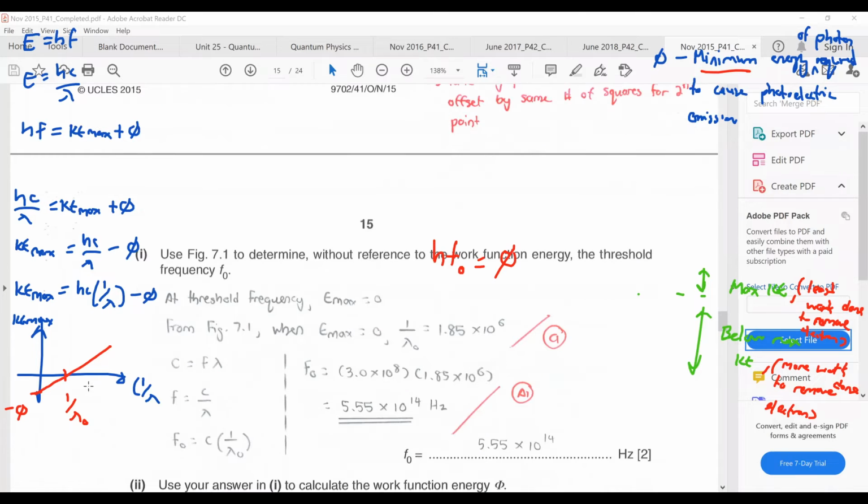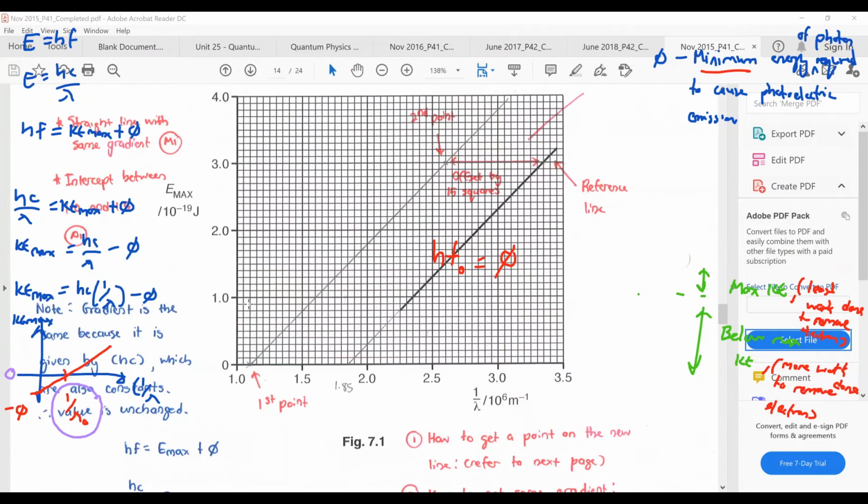The first thing you obviously need to do is work out the threshold values. You find out the threshold wavelength from here. That usually occurs when the Ke max is 0. So at threshold frequency, I know Emax is 0. The value of 1 over lambda naught here is 1.85 times 10 power 6. Again, they did not give you the full line. You have to extrapolate the line all the way to the x-intercept. And then you notice that this is 1 over lambda naught.